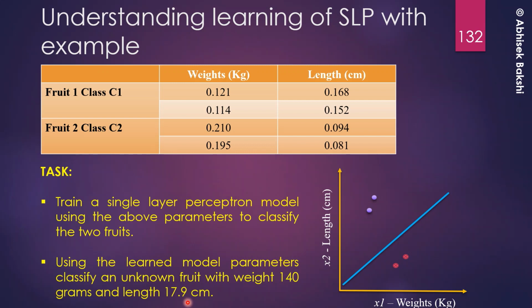I'm sorry, it's not 17.9, it may be 0.179 or something like that, whatever. And weight is 140 gram, basically 0.14. Anyway, we have to find out which class this unknown fruit belongs to. But before that, we have to teach the model so that it can create this classification boundary properly.